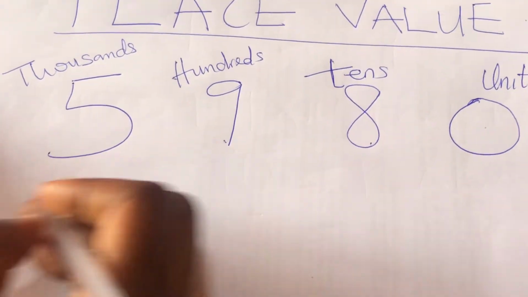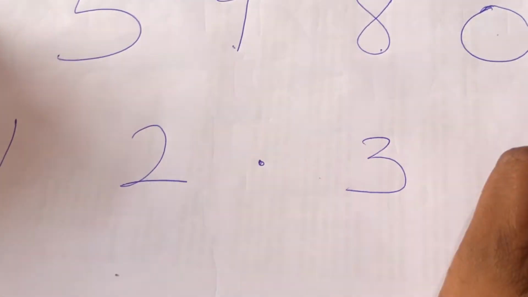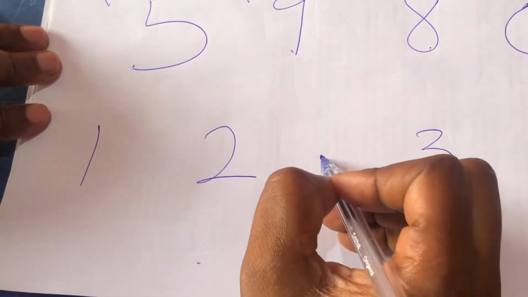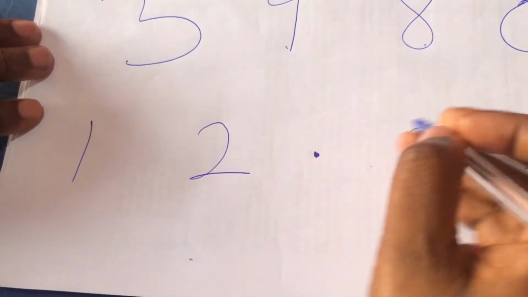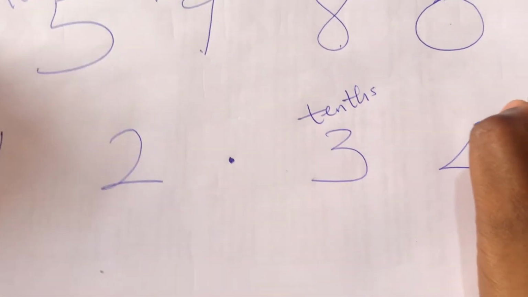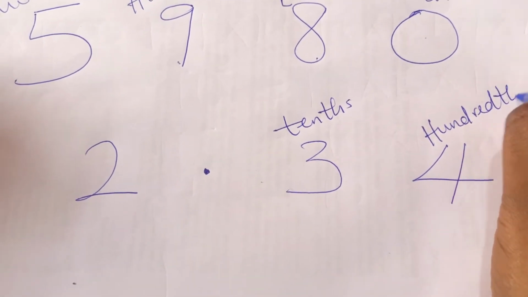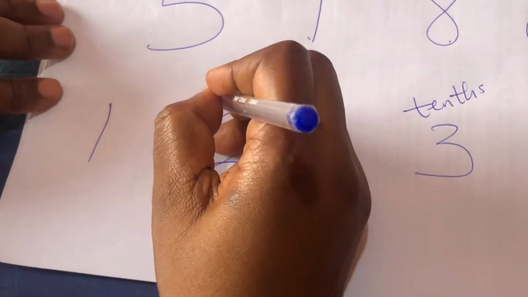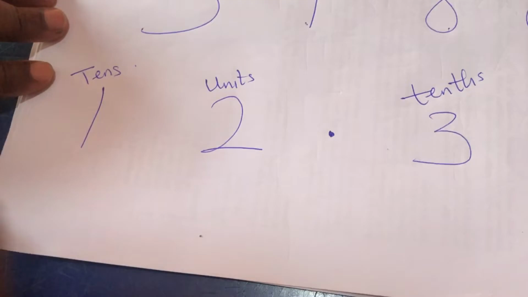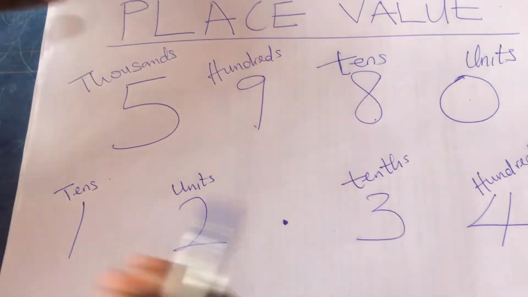So what of place value for decimal numbers? If I write 12.34, what is the place value after the decimal point? So after the decimal point is tenths, and after that one is hundredths. Before the decimal point is units, and after that one is tens. So all these things are very, very important for you to understand number bases.